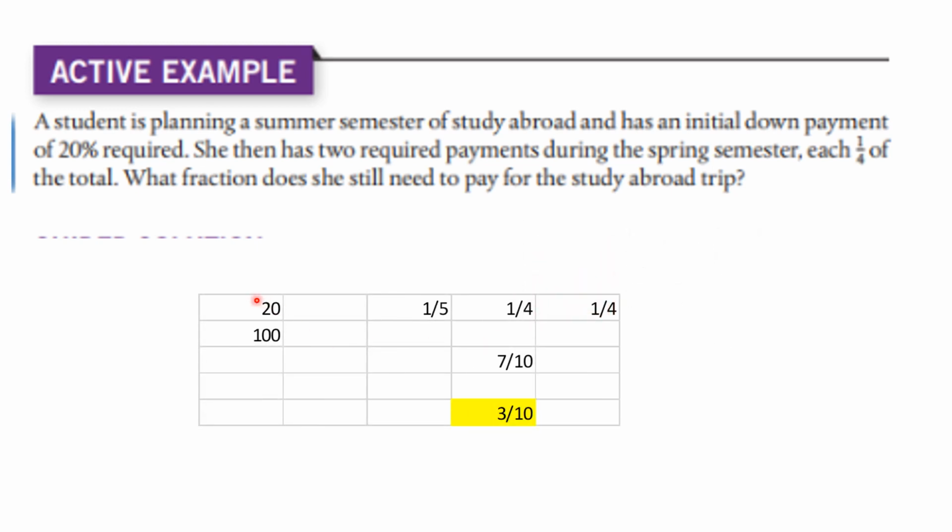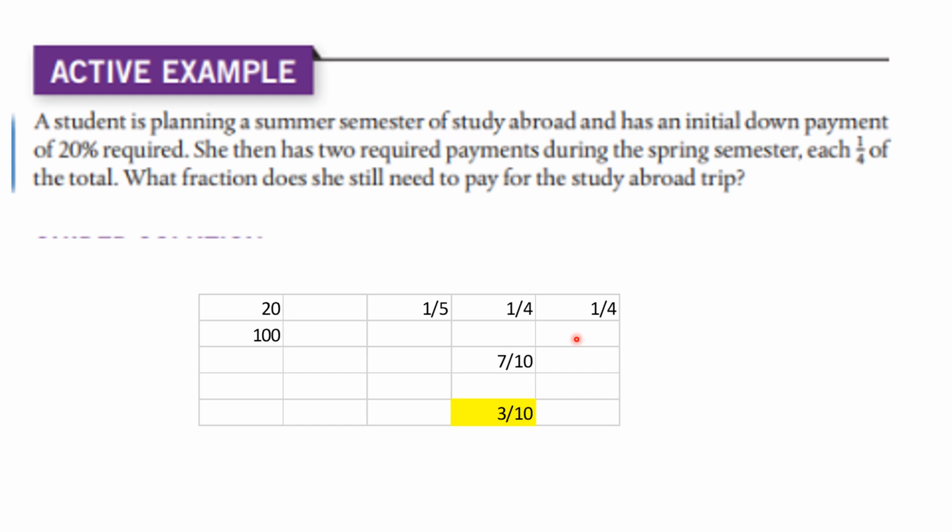Okay, so 20 out of 100 is the same as 1 over 5. And she makes 2 more payments, which are a quarter each. So this is 1/4 and this is 1/4. So you see what we have to do is add these together and come up with our answer.